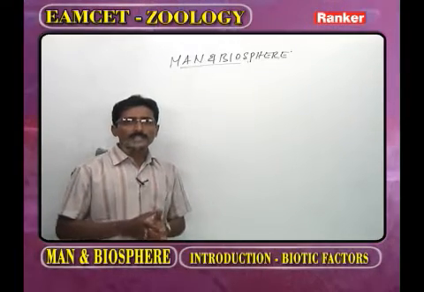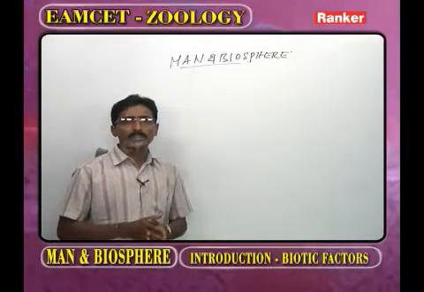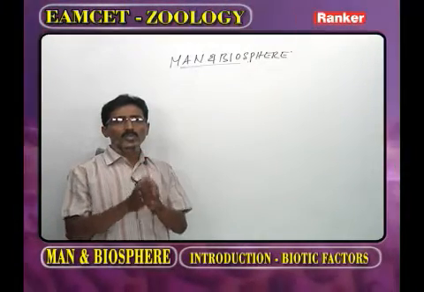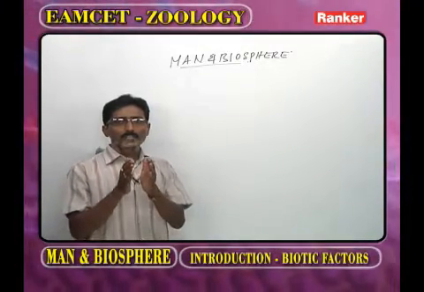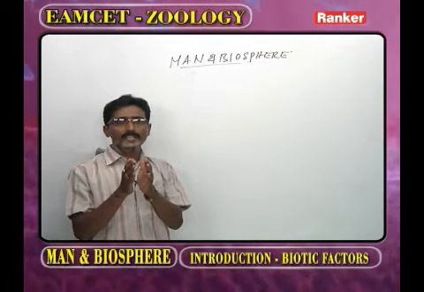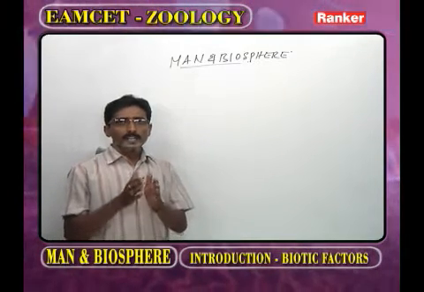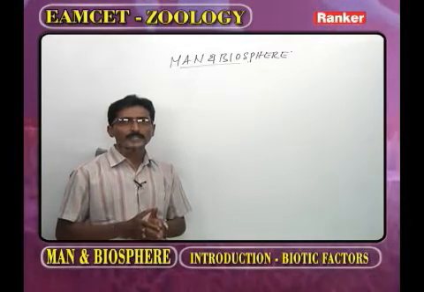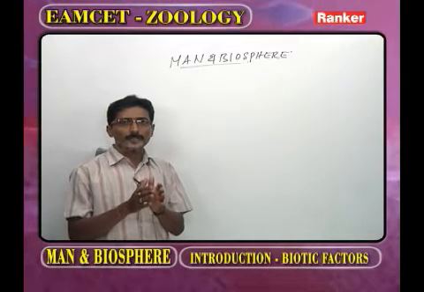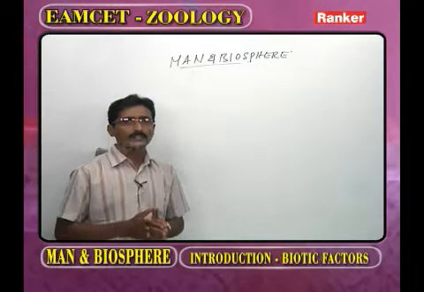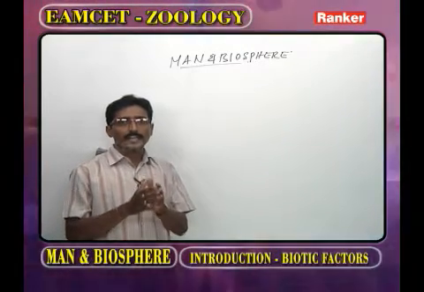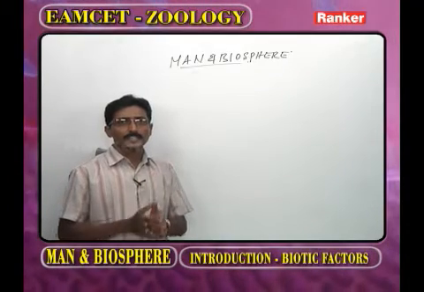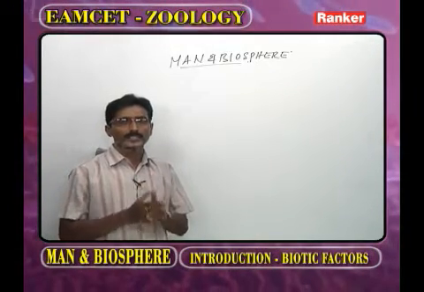Now, in the introductory part of Man and Biosphere, we have a small idea regarding the solar system. In the solar system, the main head is the sun. In association with the sun, 9 planets are present, and each one is present in its own orbit. Out of these planets, the planet on which life is present, we call it the Earth.